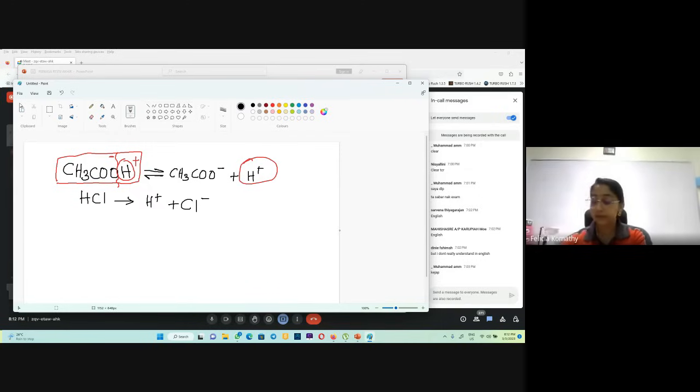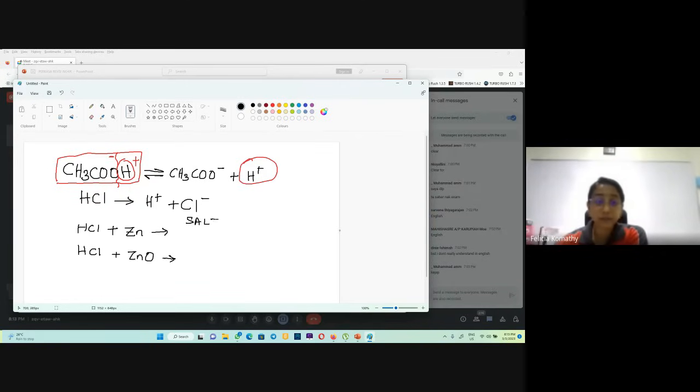For example, let's say hydrochloric acid react with zinc. Another one, hydrochloric acid react with zinc oxide. Okay, I'll give you a clue here for you to know the thing. Of course, all the chemical reactions of acid, students, it must form salt. And they will form another product, depends on the reactions.